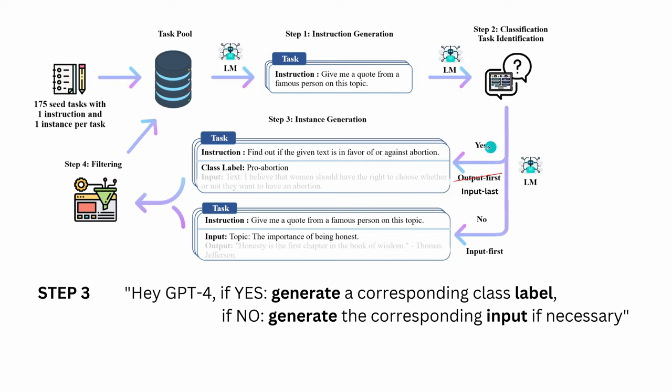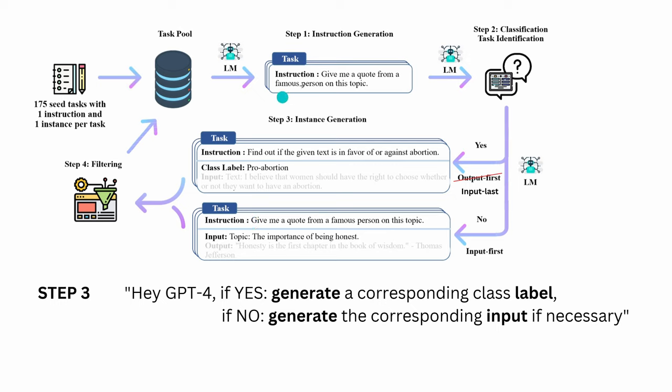So ChatGPT goes now and says, hey, why not? Let's go with pro-abortion. Or it might say, hey, I go against abortion, whatever. It just makes another decision in step three. So ChatGPT comes up with a class label, and the class label is pro-abortion. Beautiful. Now, if we have no, it is not a classification task, what happens?